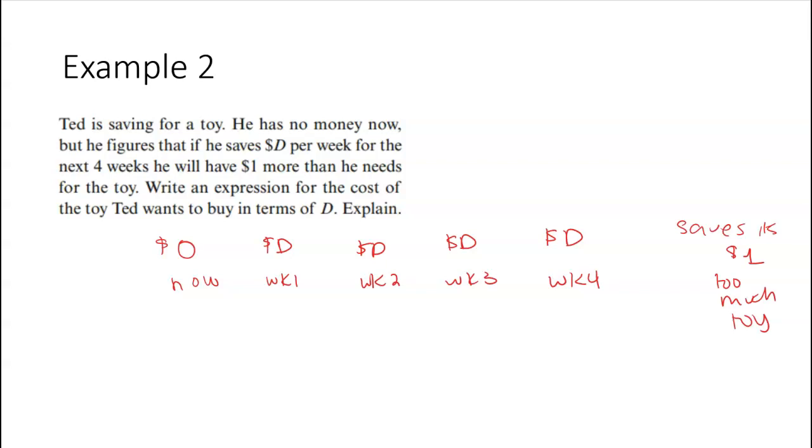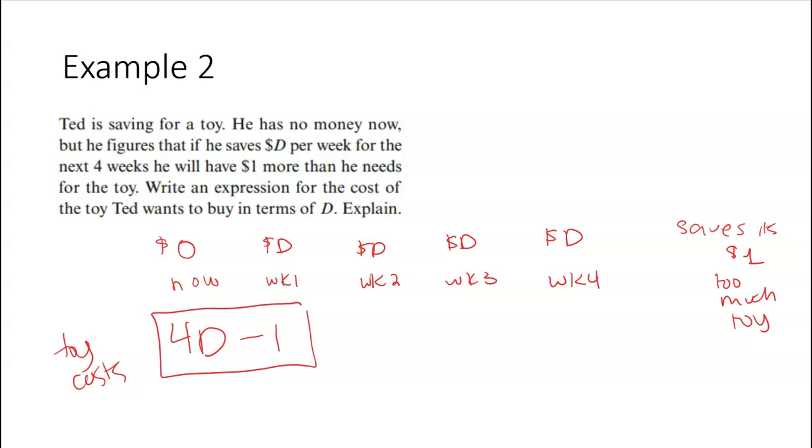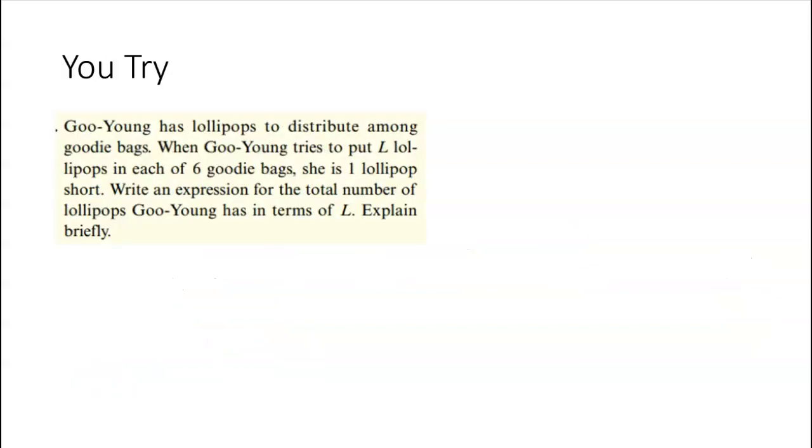So how much does he save each week? Well, we've got 1, 2, 3, 4 D. That's what he's saving. But then the toy, he has 1 too much. So the toy must cost 4D minus 1, right? He has 1 less. The toy costs what he saves for those 4 weeks, but 1 less. So that's an expression for the toy. Go ahead and give this a try. Press play when you're ready to see the solution.